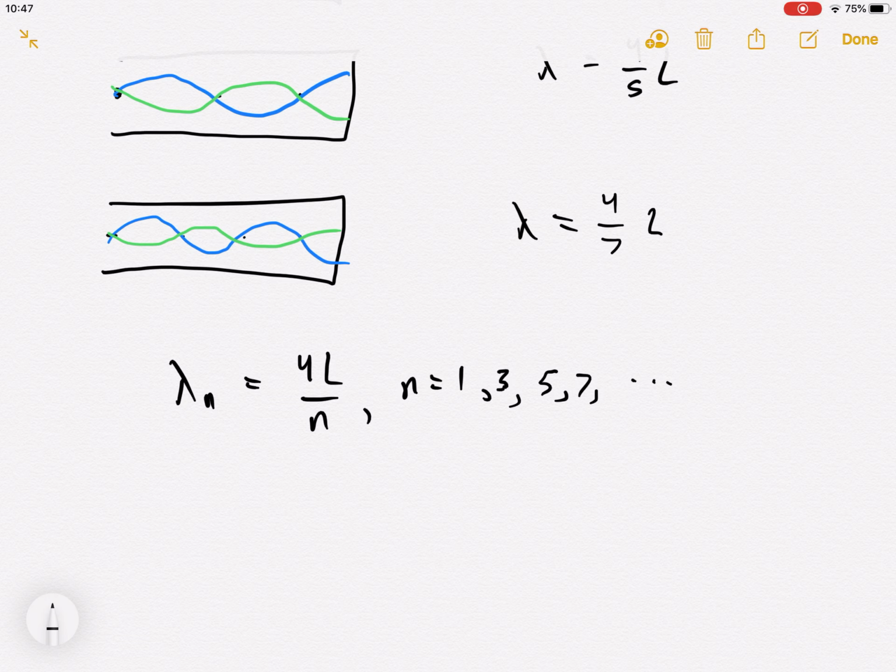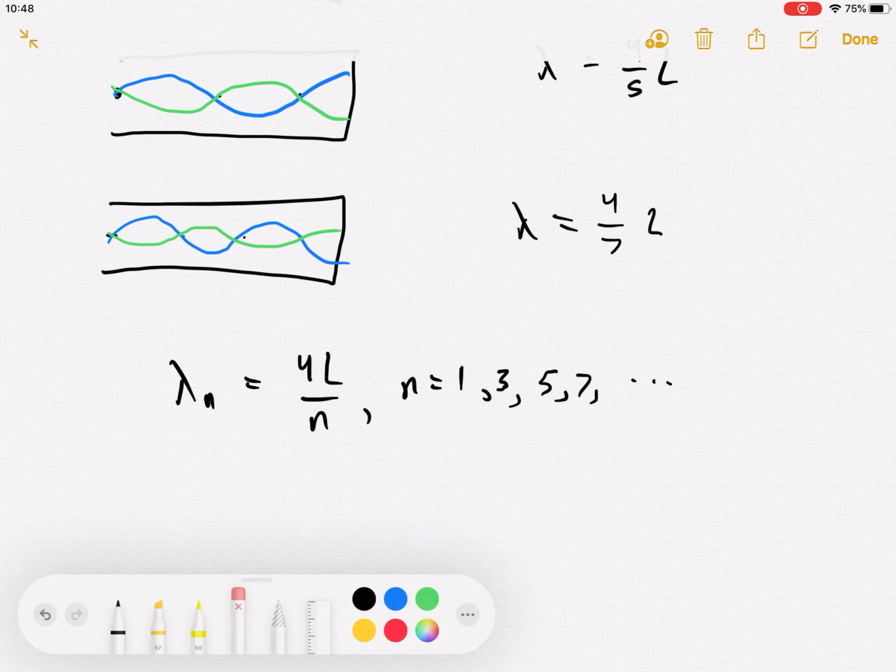So that means that these wavelengths are spread out in a different way than it is for an open-open or closed-closed system. It also means that an open-closed system can reach a lower frequency or longer wavelength than an open-open or closed-closed system of the same length, right? Because that was lambda sub n is 2L over N for an open-open or closed-closed.